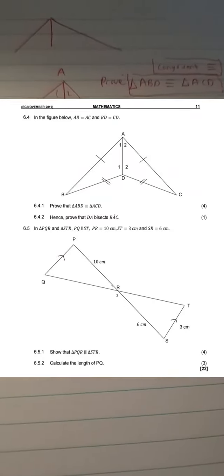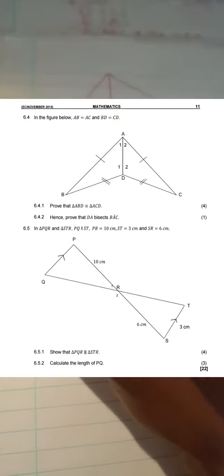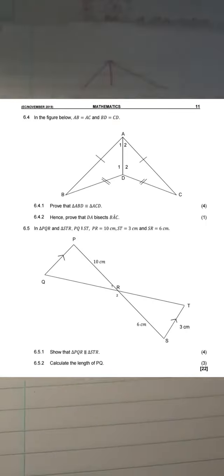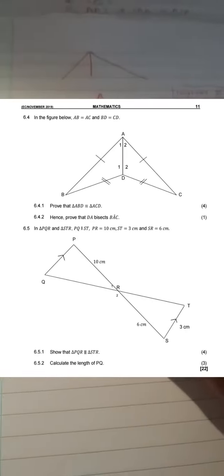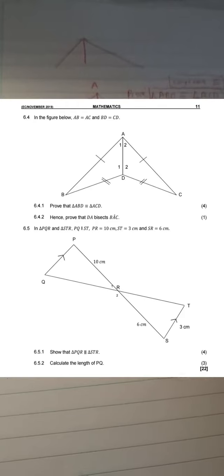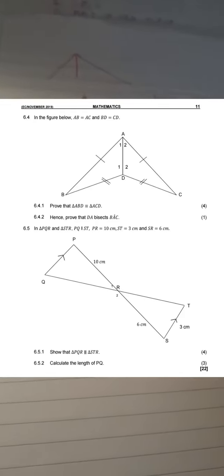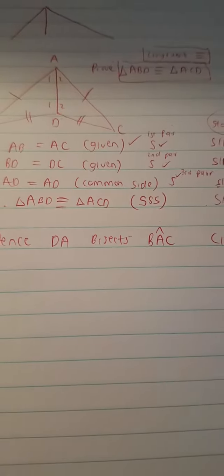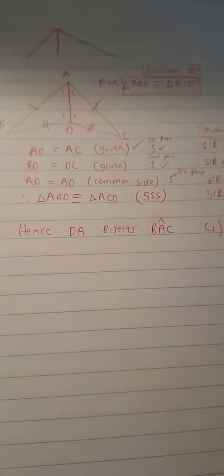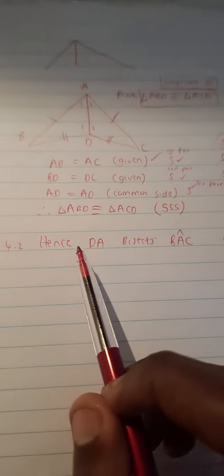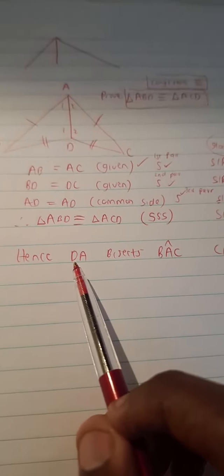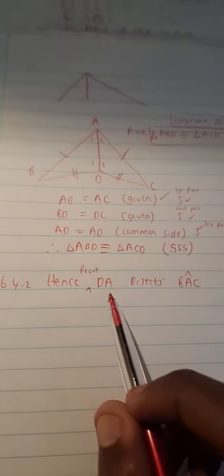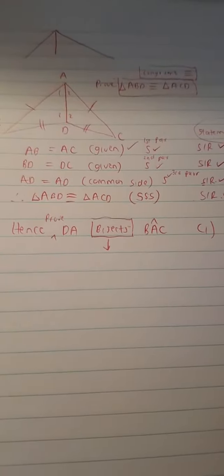Look at 6.4.2. Once again, this word hence. Hence prove that DA bisects BAC. For 1 mark. I want to unpack what this means. Yes, Mapangwa, I am. I'm a teacher, right? Hence prove that DA bisects. What does this word bisect mean?